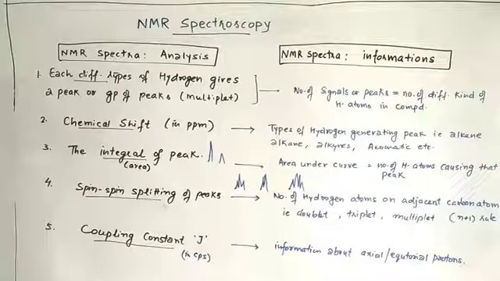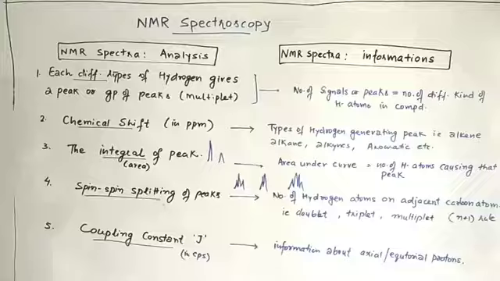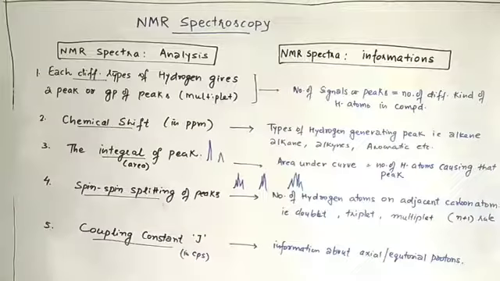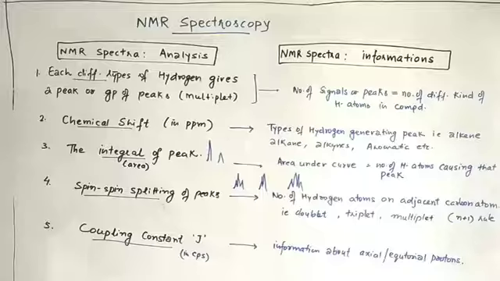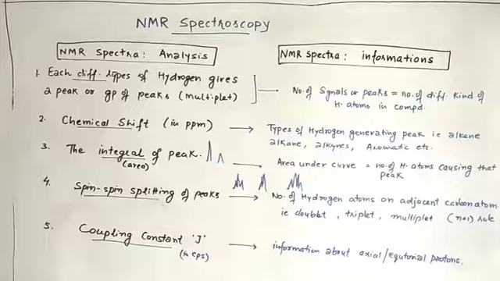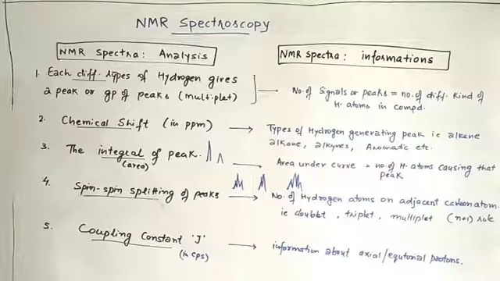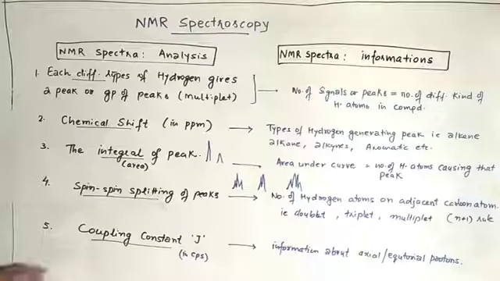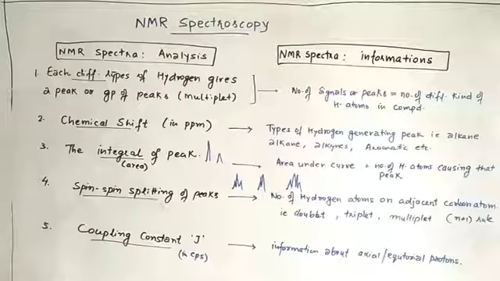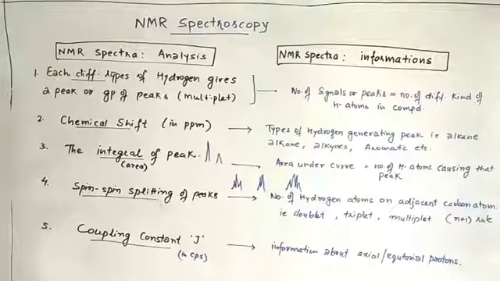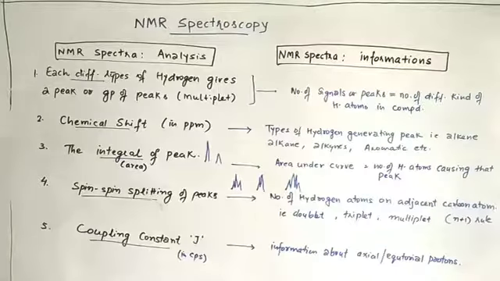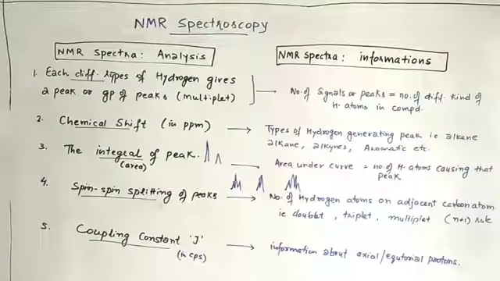That's the n+1 rule. So spin splitting gives information about the number of hydrogen atoms on the adjacent carbon, on both sides. Splitting of the peak totally depends upon the number of hydrogens present on the adjacent carbon. So for spin splitting, we must note whether the peak is a singlet, doublet, triplet, multiplet or quartet. In detail we will discuss spin splitting in this chapter, how this splitting takes place and which factors cause the splitting of the peak.